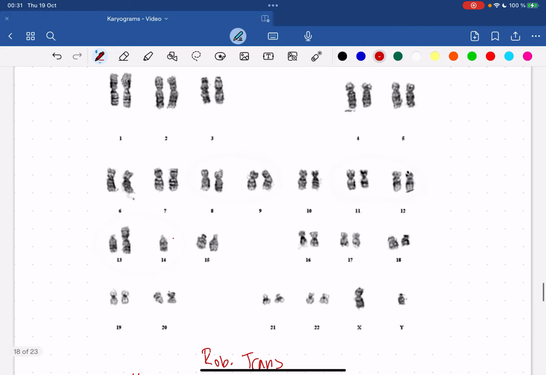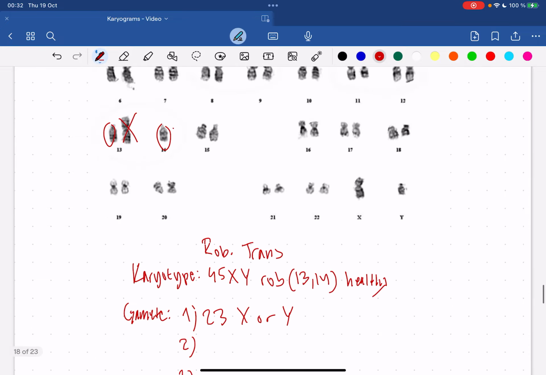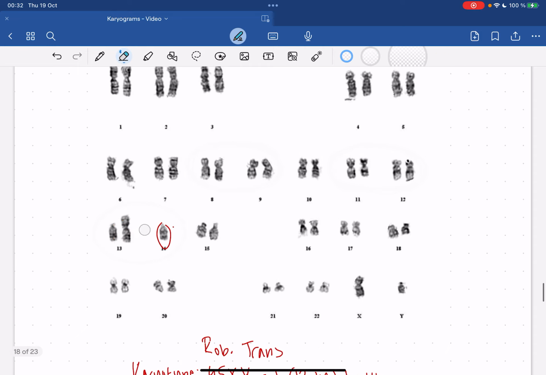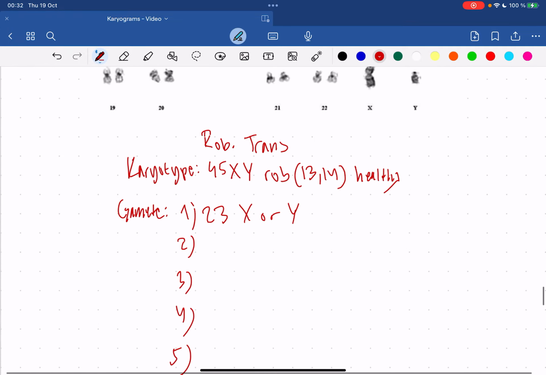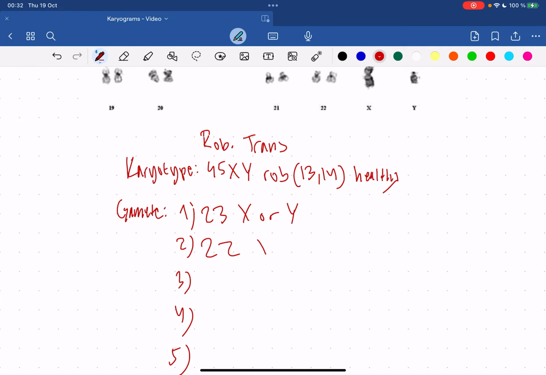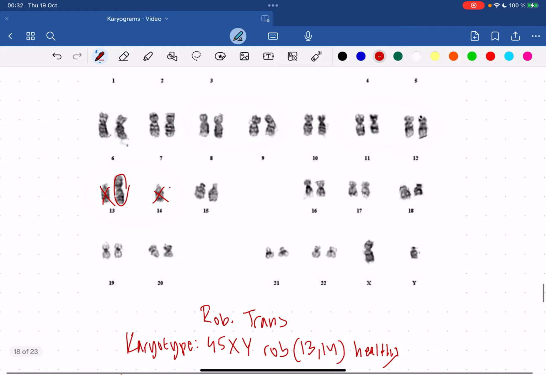Why? Because you can choose to not pick the unhealthy one. You can just choose to pick these 2. That would be that. Or you can go the opposite way and pick this one instead of these 2. And this one, of course, represents chromosome 13 as well as chromosome 14, but it will be 1 less chromosome technically. So 22, X or Y, and then Robertsonian 13, 14, if you just pick that.